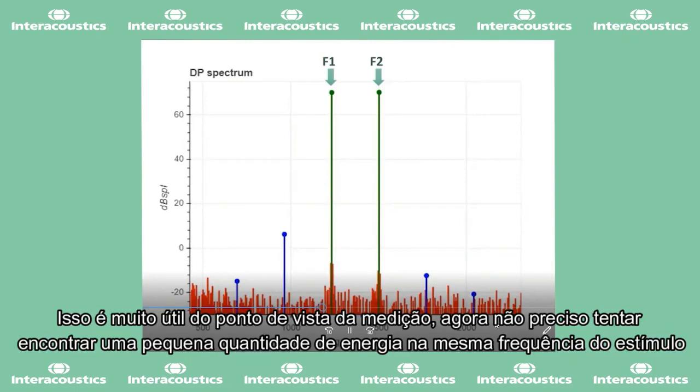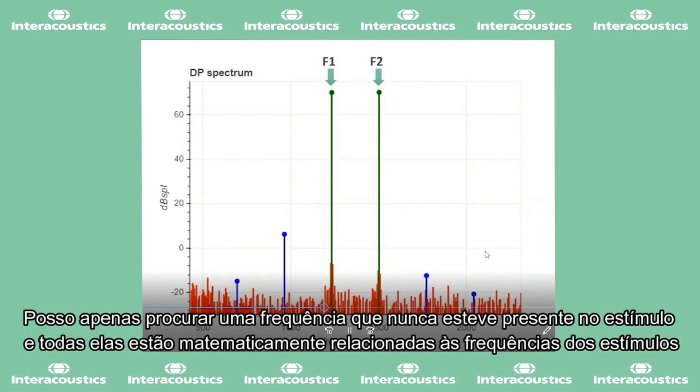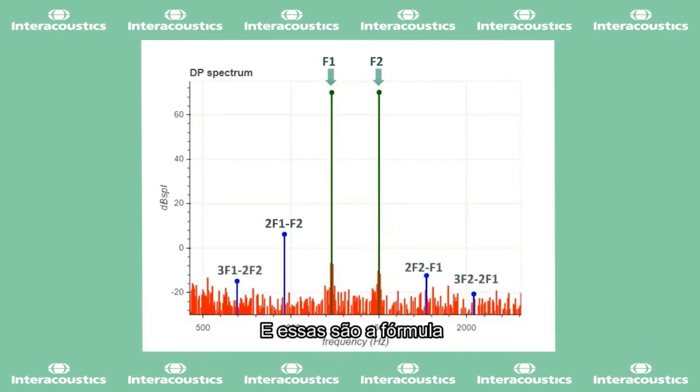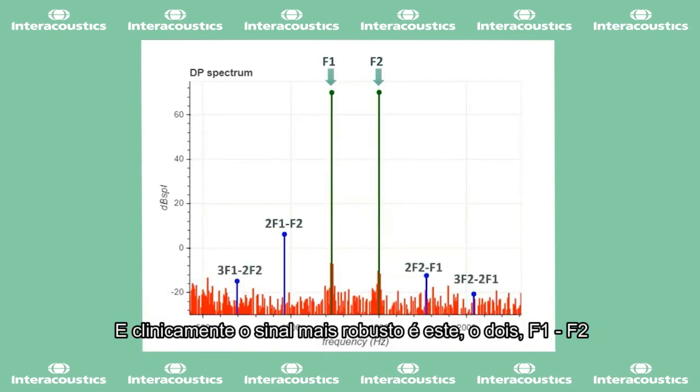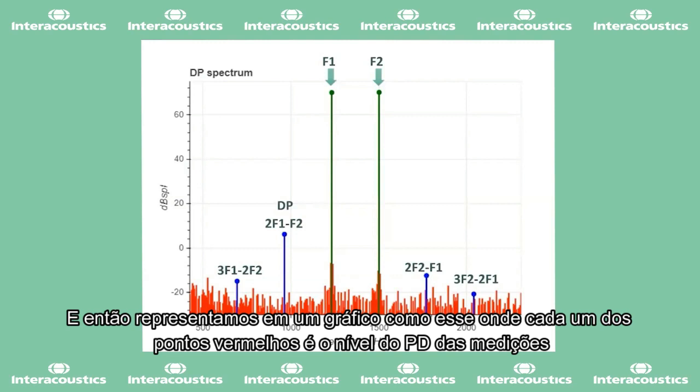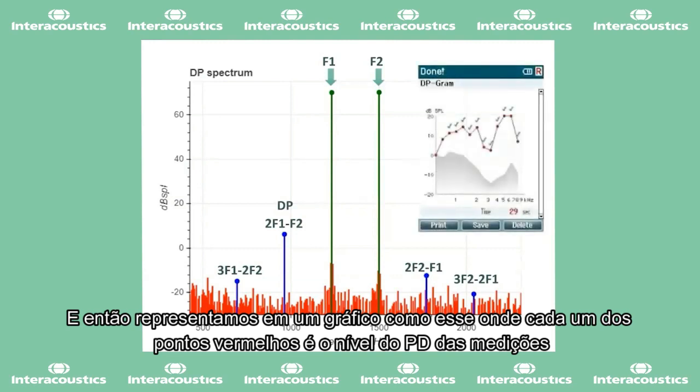Now, that's very useful from a measurement point of view, because now I haven't got to try and find a small amount of energy at the same frequency as the stimulus. I can just go and look for a frequency that was never present in the stimulus. And they're all mathematically related to the frequencies of the stimuli, and those are the formulae. And clinically, the most robust signal is this one, the 2F1 minus F2. And when we perform a DP measurement, we repeat these measurements at different frequencies multiple times, and then we represent it in a chart like that, where each of the red spots there is the level of the DP from the measurements.